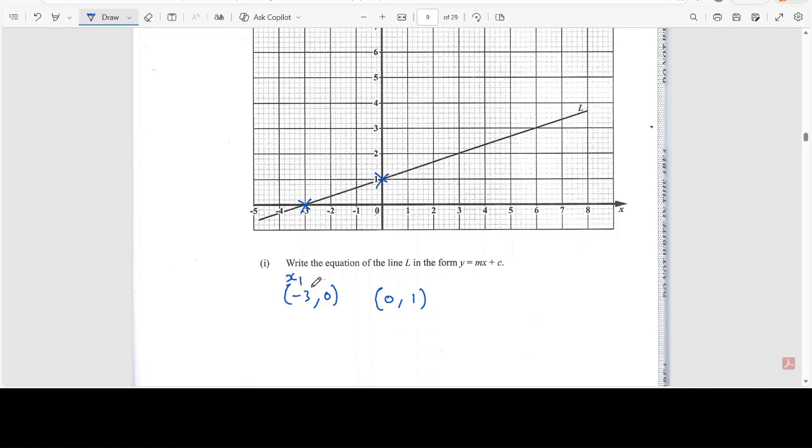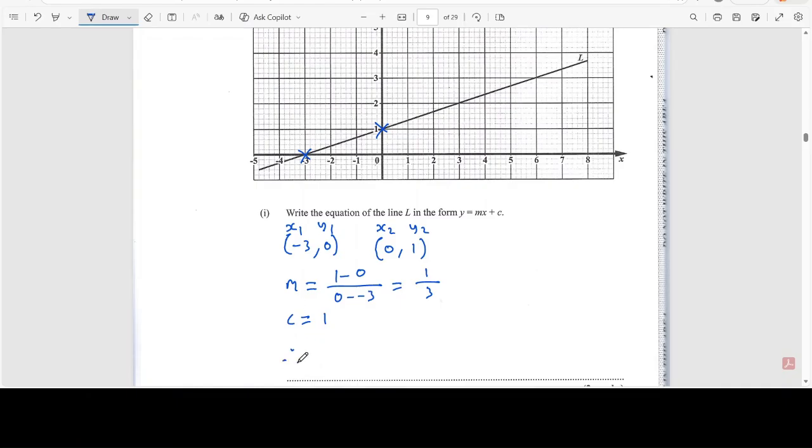Right, we name them x1, y1, x2, y2. Gradient is given by y2 take away y1, 1 take away 0, over x2 take away x1, 0 take away negative 3. So that is 1 over 3. So the gradient is a third. And the y-intercept c is where it crosses the y-axis, so c is equal to 1. Therefore, the equation of your line is y = 1/3 x + 1.